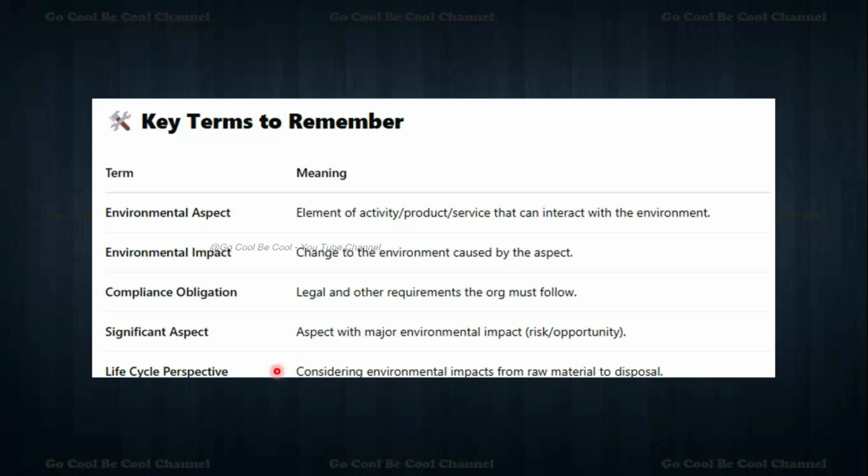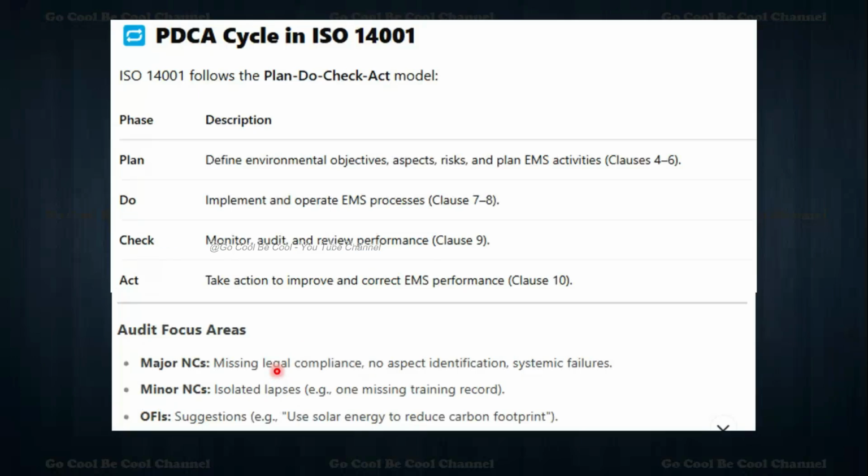So now we are going to see the PDCA cycle in 14001. PDCA, what does it talk about? Plan, do, check, act. Plan: define environmental objectives, aspects, risks and plan EMS activities, as clauses 4 and 6. Do is implement and operate the EMS, clauses 7 and 8. Check: monitor, audit and then review performance, clause number 9. Act: take actions to improve and correct EMS performance, clause number 10.